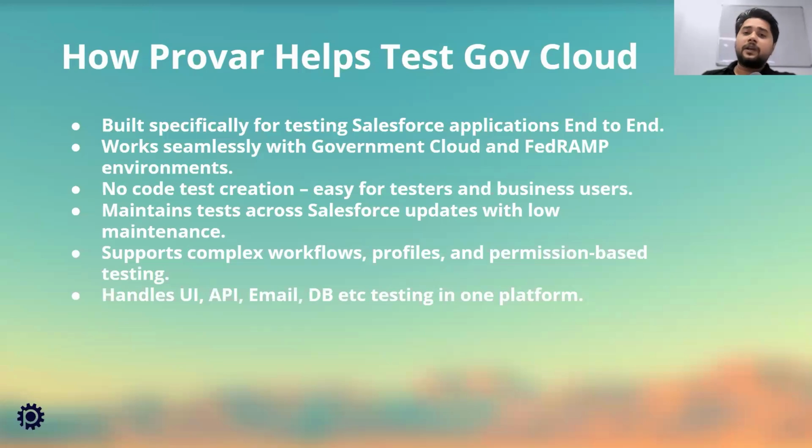In addition to that, it also supports profile and permission-based testing. With Provar, you can ensure what a user can see and what a user cannot. It's not about the UI only. Provar has the capability to test the backend as well, meaning the APIs and the data running behind the scenes. So with Provar, teams can test faster and safer, while staying compliant.